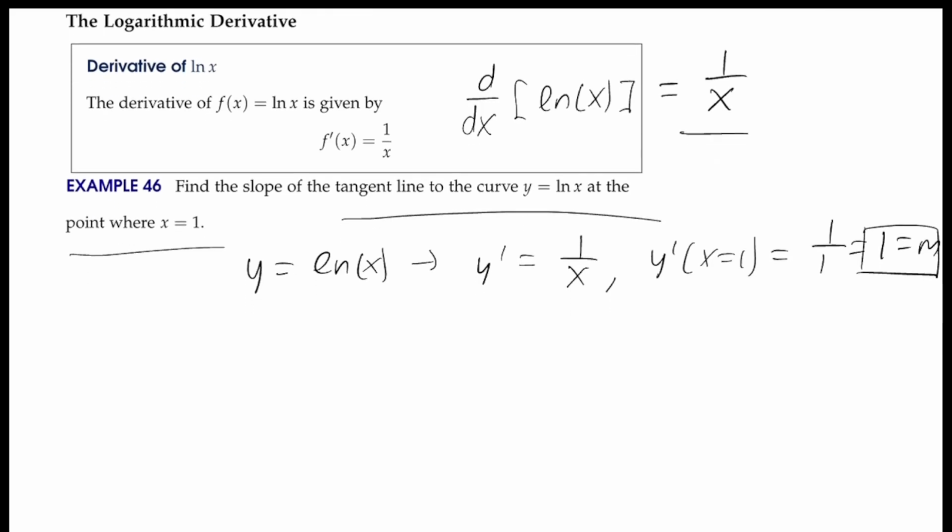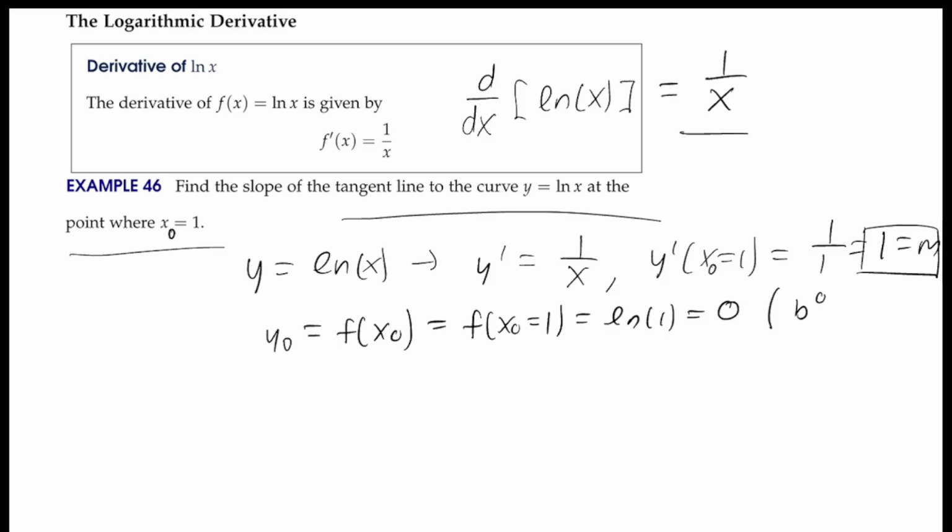We also need a y1, so remember that your y1 or your y0, just depending on which formulation you're talking about, is going to be the original function evaluated at that value. In our case, we're really talking about x0 being 1, so we could call this x0. And so we're going to take the natural log of 1. If you know a little something from your pre-calc days, you should know that the natural log of 1 is 0. Why is it 0? This has to do with the fact that if you take any number to the 0th power, you always get 1.